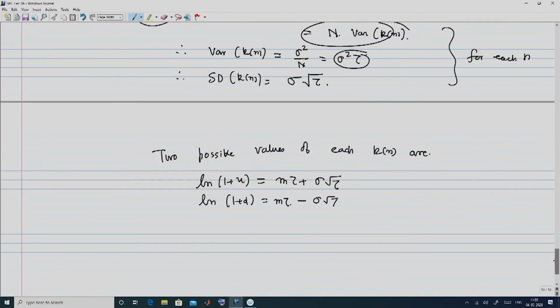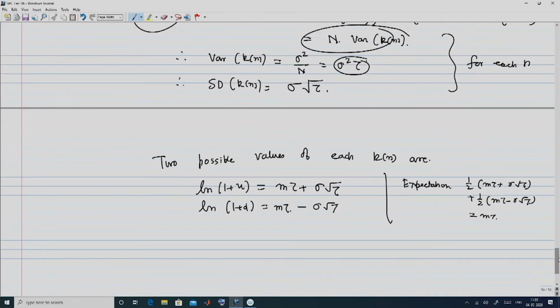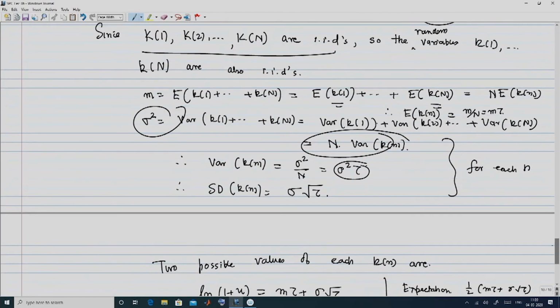So, you can actually verify that here the expectation, what is this going to be? This is going to be half into m tau plus sigma square root of tau plus half m tau minus sigma square root of tau, and this is just m tau. So, basically the expectation is going to be m tau for each of the k n, and we want to show that the standard deviation is sigma square root of tau.